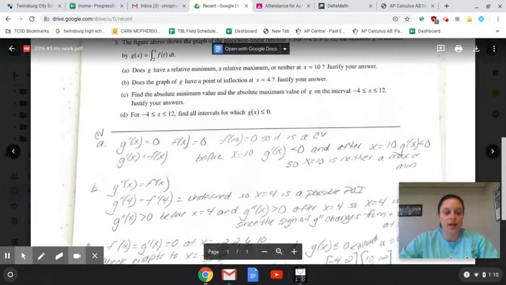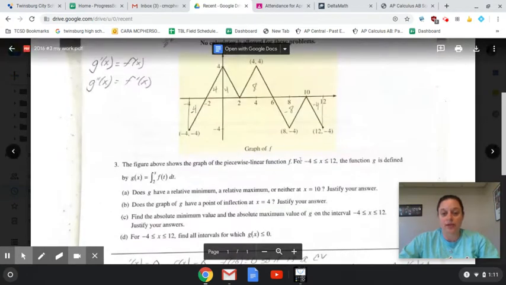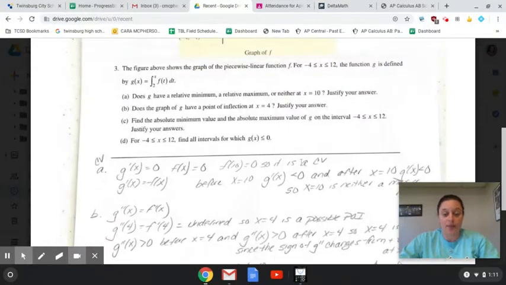So I have that G prime equals 0. Is where I would have a critical value. So that means since G prime and F are the same, I want to know when F equals 0. So I looked at the graph. At 10, F does equal 0. It's one of the places where it touches the axis right here. So it could be a minimum or maximum.